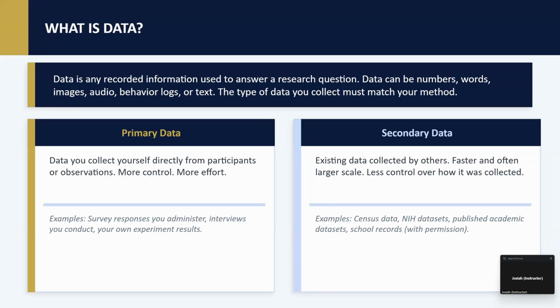Primary data is data you collect yourself directly from participants. It brings more control and there's more effort. Some examples are survey responses, interviews that you conduct, or your own experiment results. And then secondary data. Secondary data is existing data that's collected by other people. It's faster and often larger scale, but there's less control over how it was collected. Some examples are census data, data sets that we can find online, or even school records, but with permission.